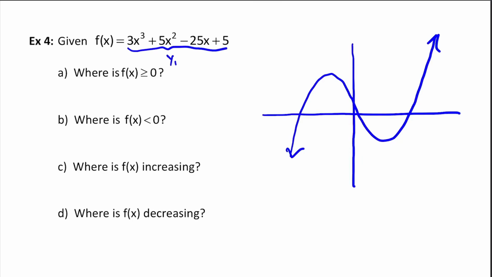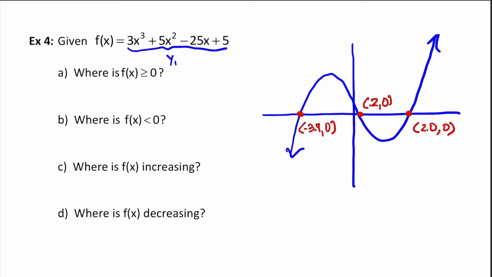All right, so let me write down what I got. First, I found my roots. Second calc intersect, I had a y2 equals 0 to the nearest tenth. This one was -3.9, comma 0. This one here, just to the right of the origin, was 0.2, comma 0, and that's why you have to go through that process. Don't assume it's the origin. And then this one here, I got 2.0, comma 0.